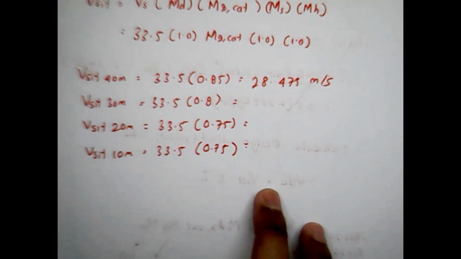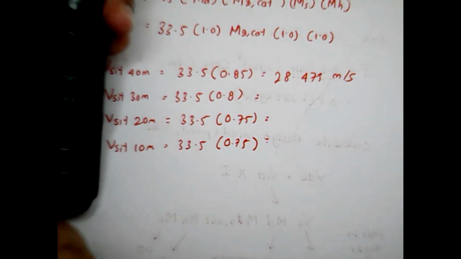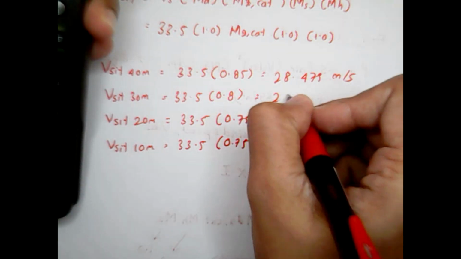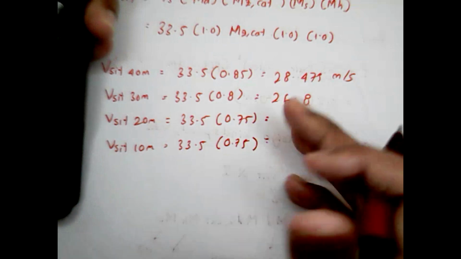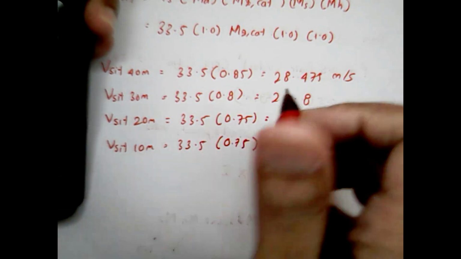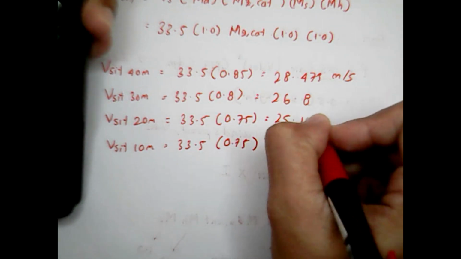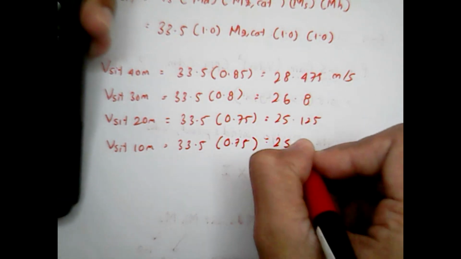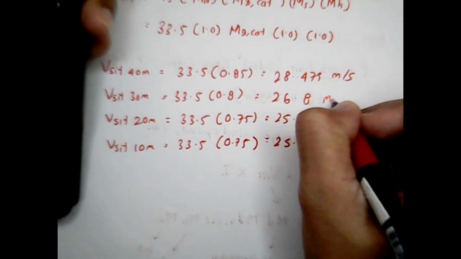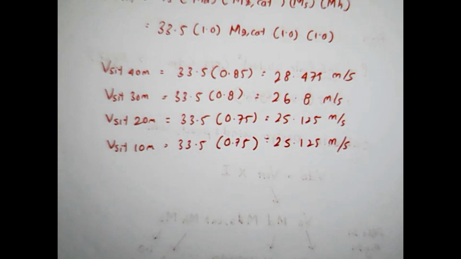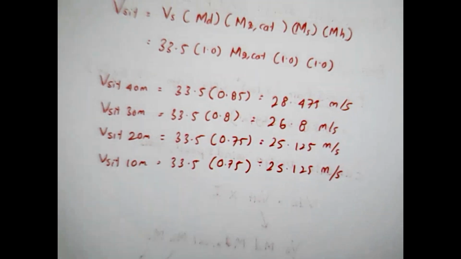Wait, I will need to have my calculator with me. Alright, so now you calculate 33.5 times 0.8, you get 26.8, and 33.5 times 0.75, you get 25.125. So all in meter per second. So now you get your V seat, which is the profile for your structure.